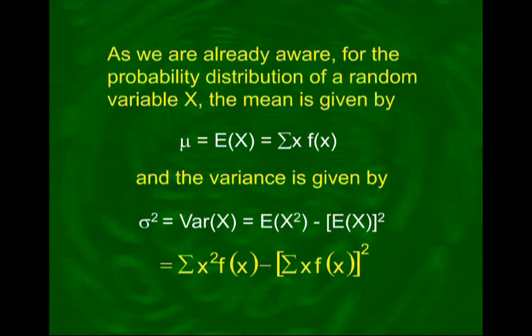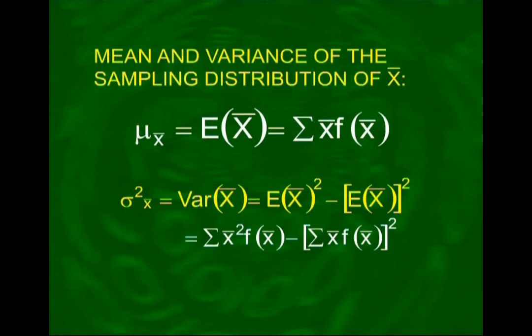But now, since we are dealing with the probability distribution of x bar, we replace x by x bar in these formulas. And hence, we obtain mu x bar, that is, the mean of the sampling distribution of x bar, is equal to expected value of x bar, which is equal to sigma x bar into f of x bar.